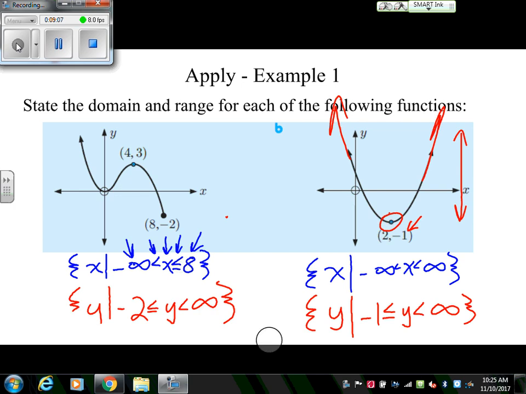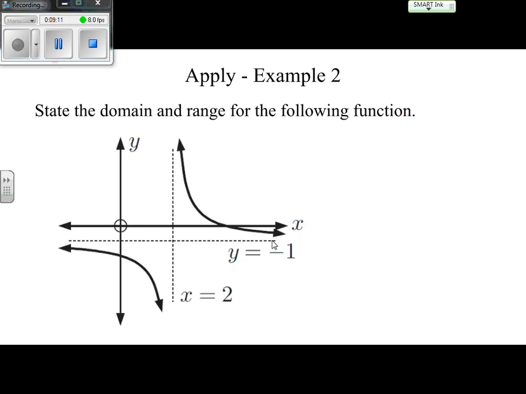All right, moving on to another example with graphs. So on this one, I've got these dotted lines, and these dotted lines represent something known as asymptotes. Asymptotes are points on a graph or places on a graph that we cannot reach. And they kind of give us an equation.